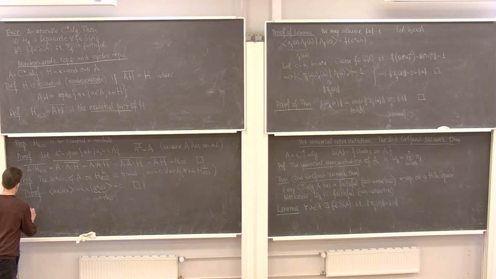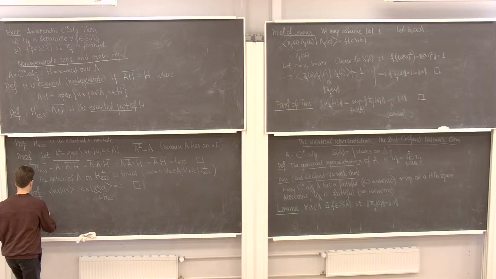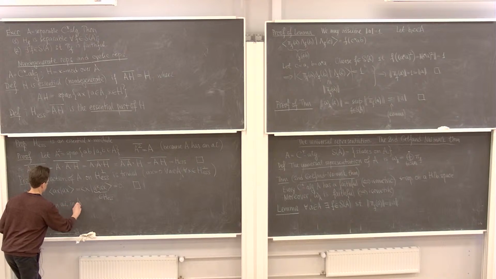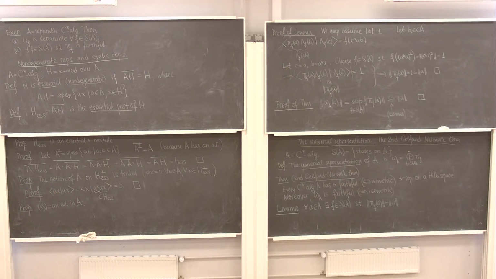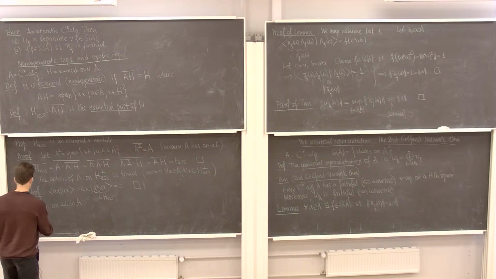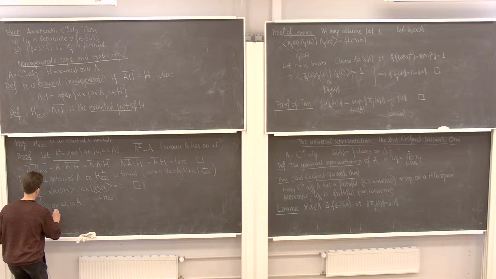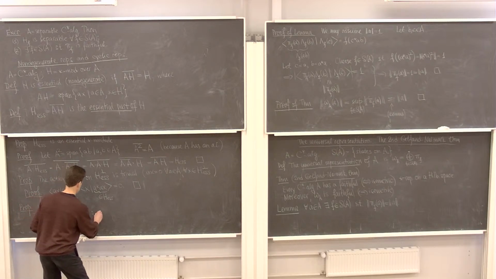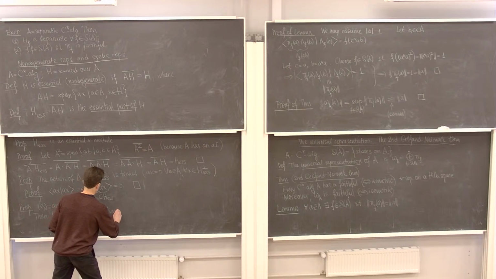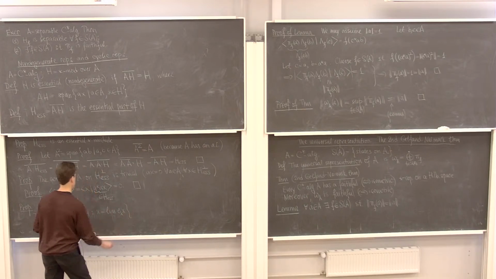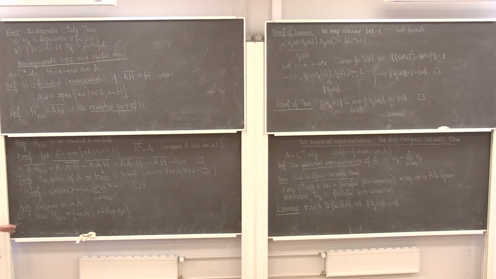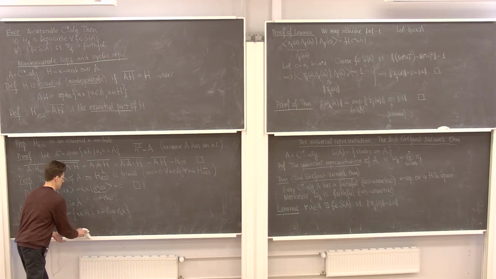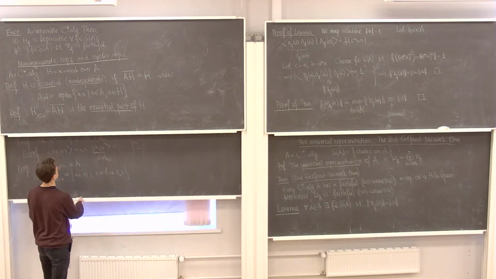The essential part can also be characterized in terms of approximate identities. We have the following proposition. Suppose that e lambda is an approximate identity in A. As usual, we assume that it is bounded by 1 and positive and monotone. Then I claim that the essential part of H consists exactly of those elements x in H such that x is equal to the limit of e lambda x. This is an equivalent characterization of the essential part.